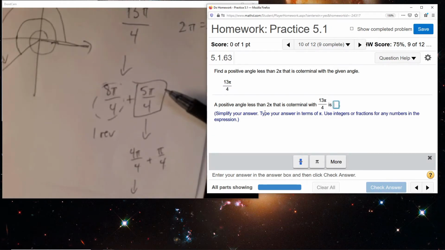And let me just read my math app. It says, type your answer in terms of pi. So there we go. They want it in terms of pi again.